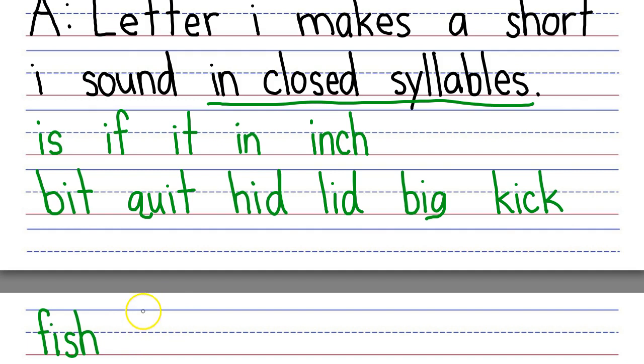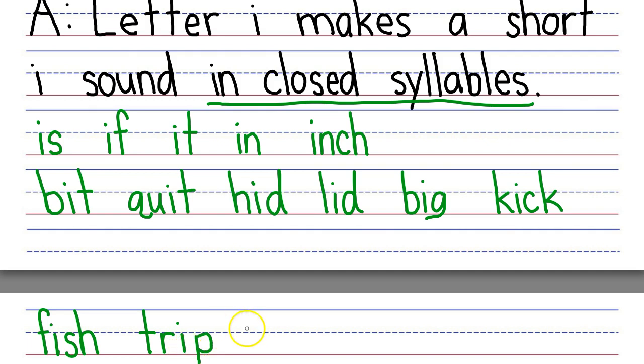Next word, trip. We have a T that says t, an R that says r, an I that says I, and a P that says p. The P is a consonant, so the I makes its short I sound. T, r, I, p. Say it together fast. Trip.